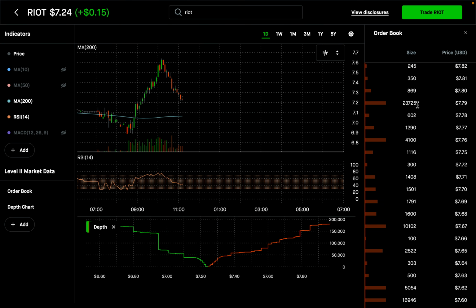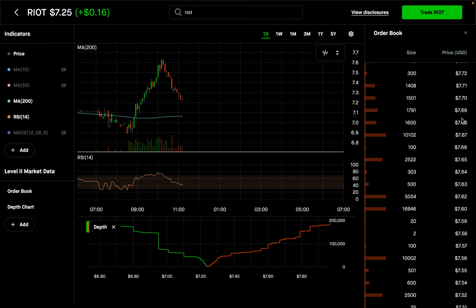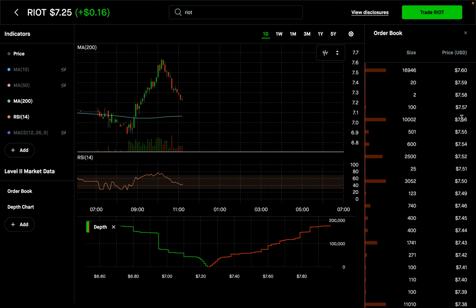So if it gets to that, there's going to be all these shares getting sold. Again, when shares get sold, it might cause the price to drop back down. So you may want to potentially sell right before this at 778. Again, if you're looking to scalp, you're looking to day trade, that's how you can use this information here. So yeah, this is level 2 market data.